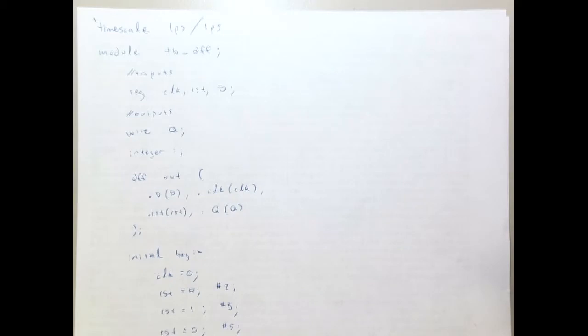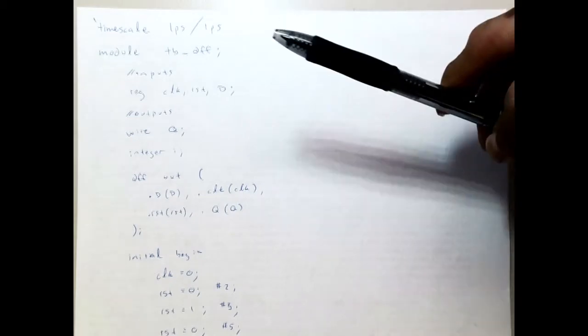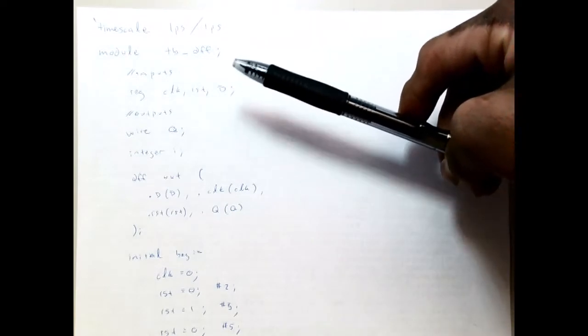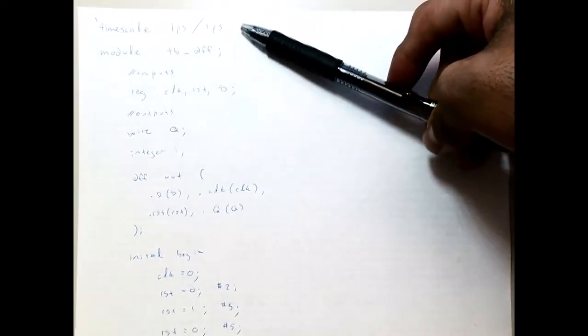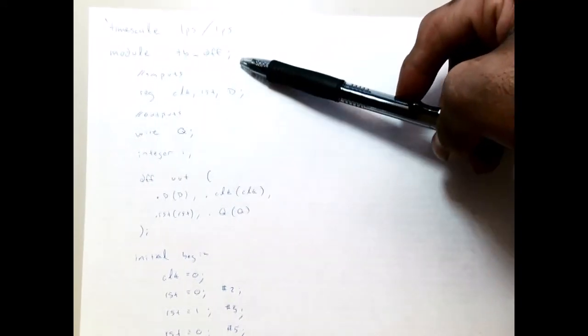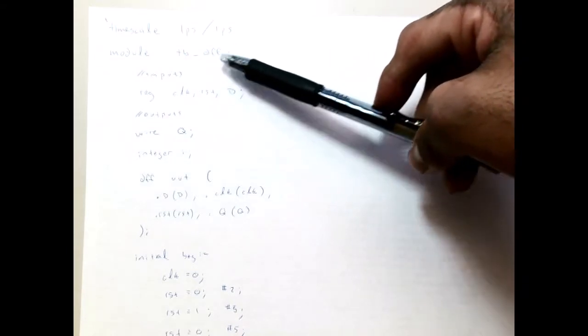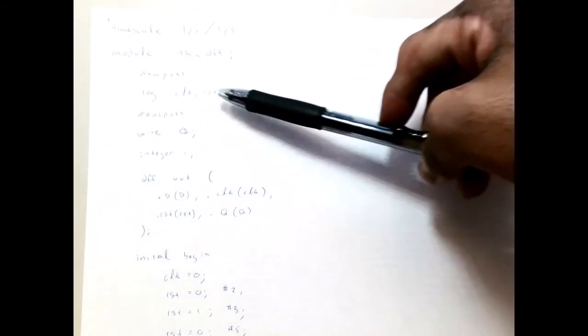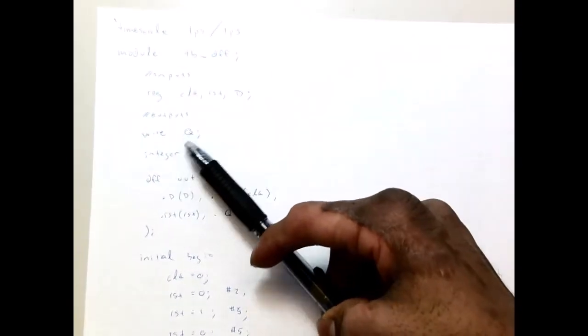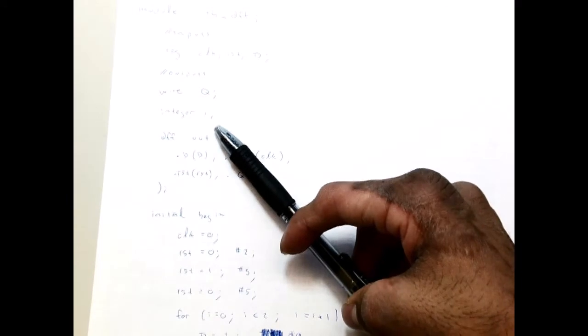Okay, in this last video, we will go through a few templates of how you can write test benches for sequential designs. So this is the first example. You have your time scale, and let's say this test bench is for a 1-bit D flip-flop. So you have your module testbench_D_flip-flop. Your inputs are of type reg: clock, reset, and data. Output is of type wire, so your Q is a wire. Then you have your integer I.